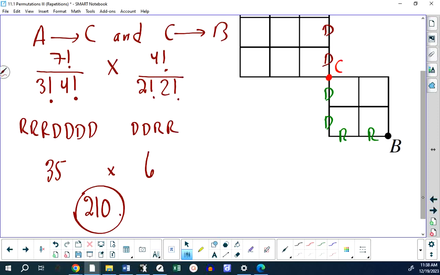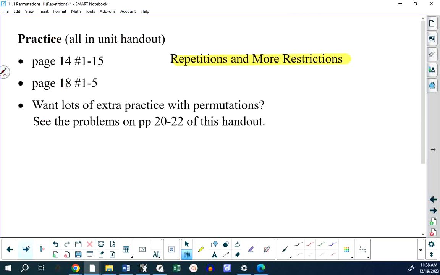Okay, so this is what I meant by a short lesson. You've got 20 to 25 minutes-ish. You have questions dealing with, and these are in your handout, I think, more restrictions, more conditions, repetitions. I think on page 18, those are exclusively pathway problems. And if you look on page 20, 21, and 22, there's just boatloads of permutations problems.